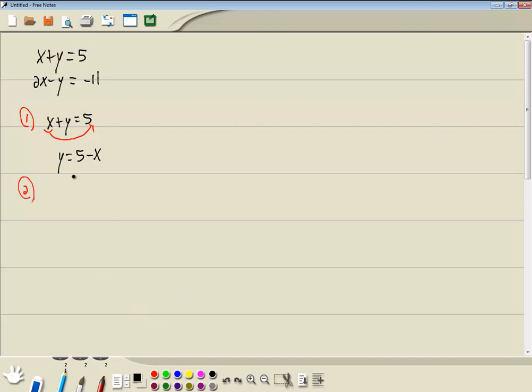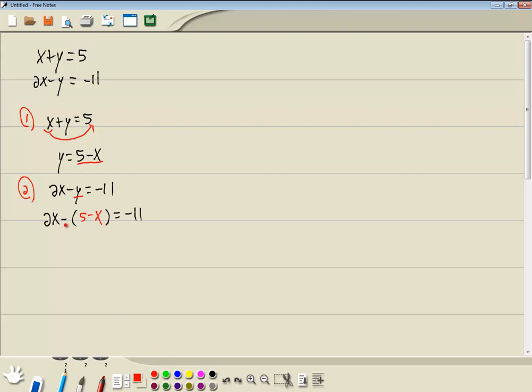Step 2, plug this into your other equation. So our other equation is 2x minus y equals negative 11. We just said that y is equal to 5 minus x, so we're going to replace the y here with 5 minus x. How we do that is we put parentheses in where our y is. Everything else remains exactly the same. And then we'll put in our 5 minus x.